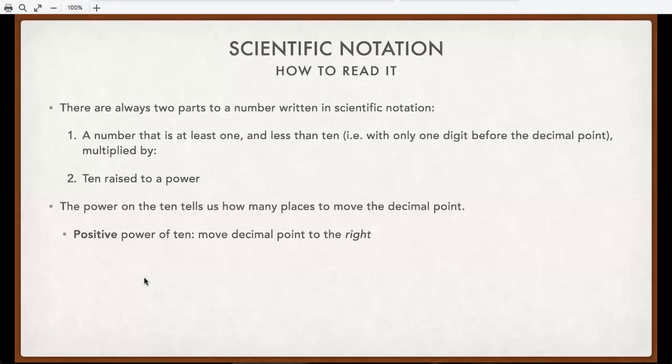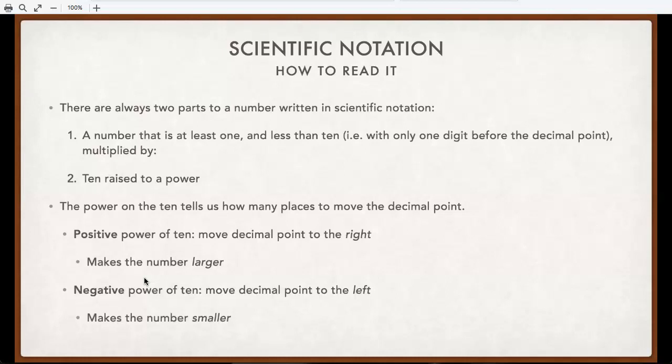If it's a positive power of 10, we'll move the decimal point to the right because that'll make the number larger. Remember that example of 15 quadrillion, when we had 10 raised to the 16th, it gave us a very large number. Similarly, a negative power of 10 will move the decimal point in the other direction, so there will be lots of digits after the decimal point, and we'll end up with a very small number. So anytime that you have a positive exponent on your 10, you're going to be talking about a large number, and a negative exponent on 10, we're talking about small numbers. It's important to keep those straight.